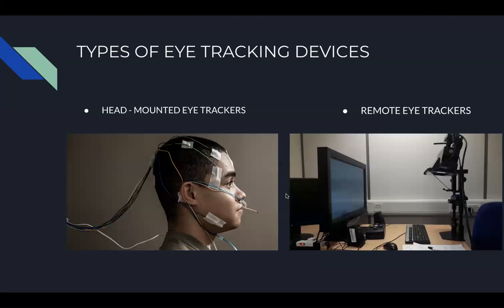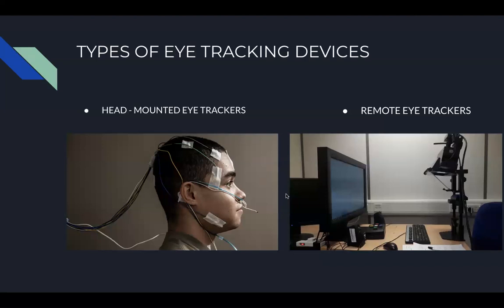The second type of eye tracking device is the remote eye tracking device. They are used to track the gaze of a person without the need for any headgear. They are typically used in research and clinical settings, but they are also becoming more common in commercial applications.